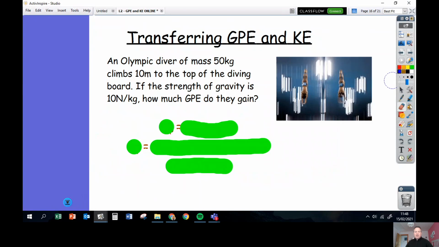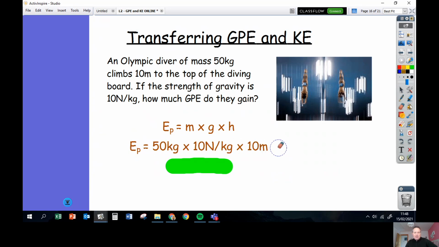So a calculation might start like this. Right, we've got an Olympic diver, mass 50 kilograms, climbs to the top of the diving board. If the strength of gravity is 10 newtons per kilogram, how much GPE do they gain? Well, we've just got a standard GPE calculation here. The GPE equals mass times gravity times height. So we've got mass of 50 times gravity of 10 times height of 10. 50 times 10 times 10 gives me 5,000 joules of GPE gained.